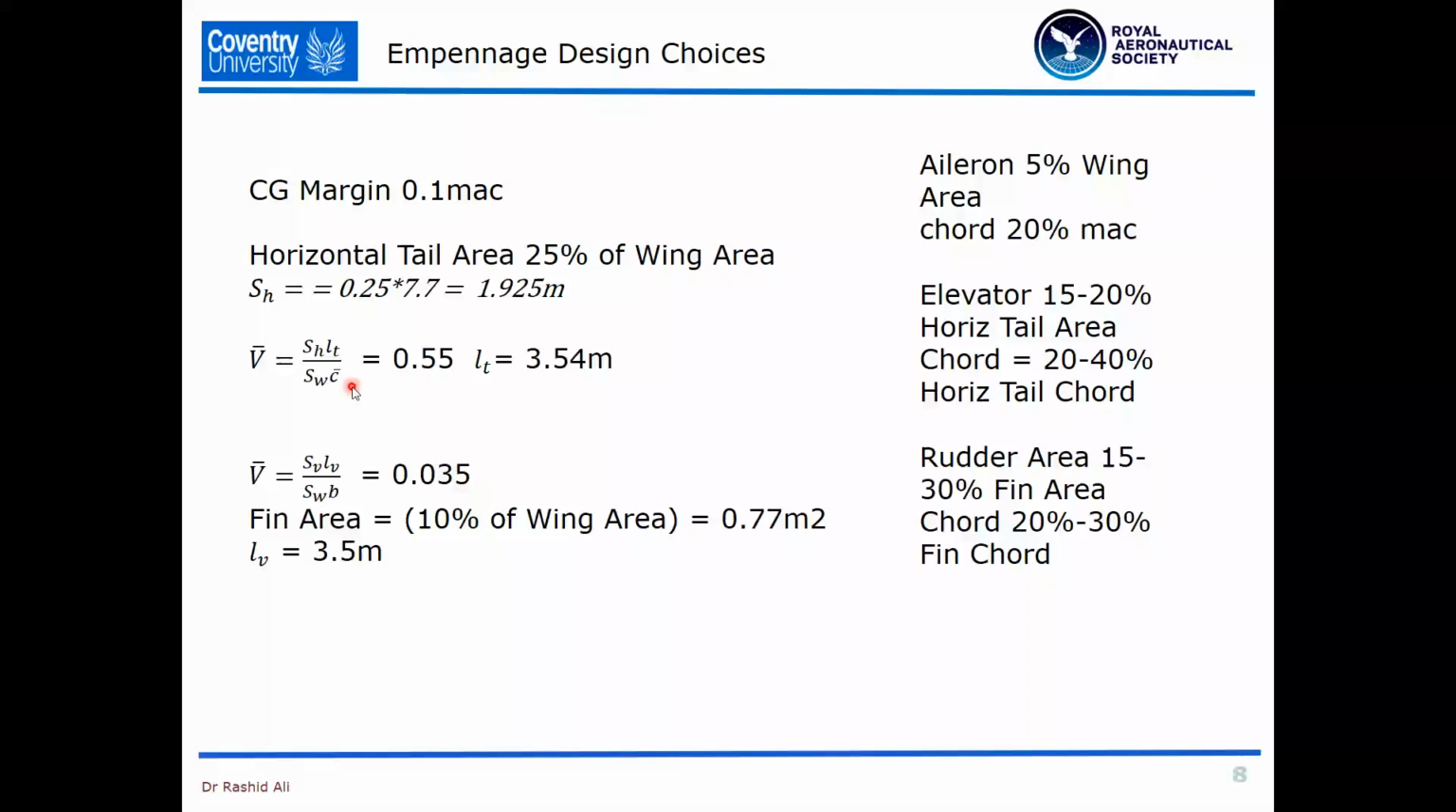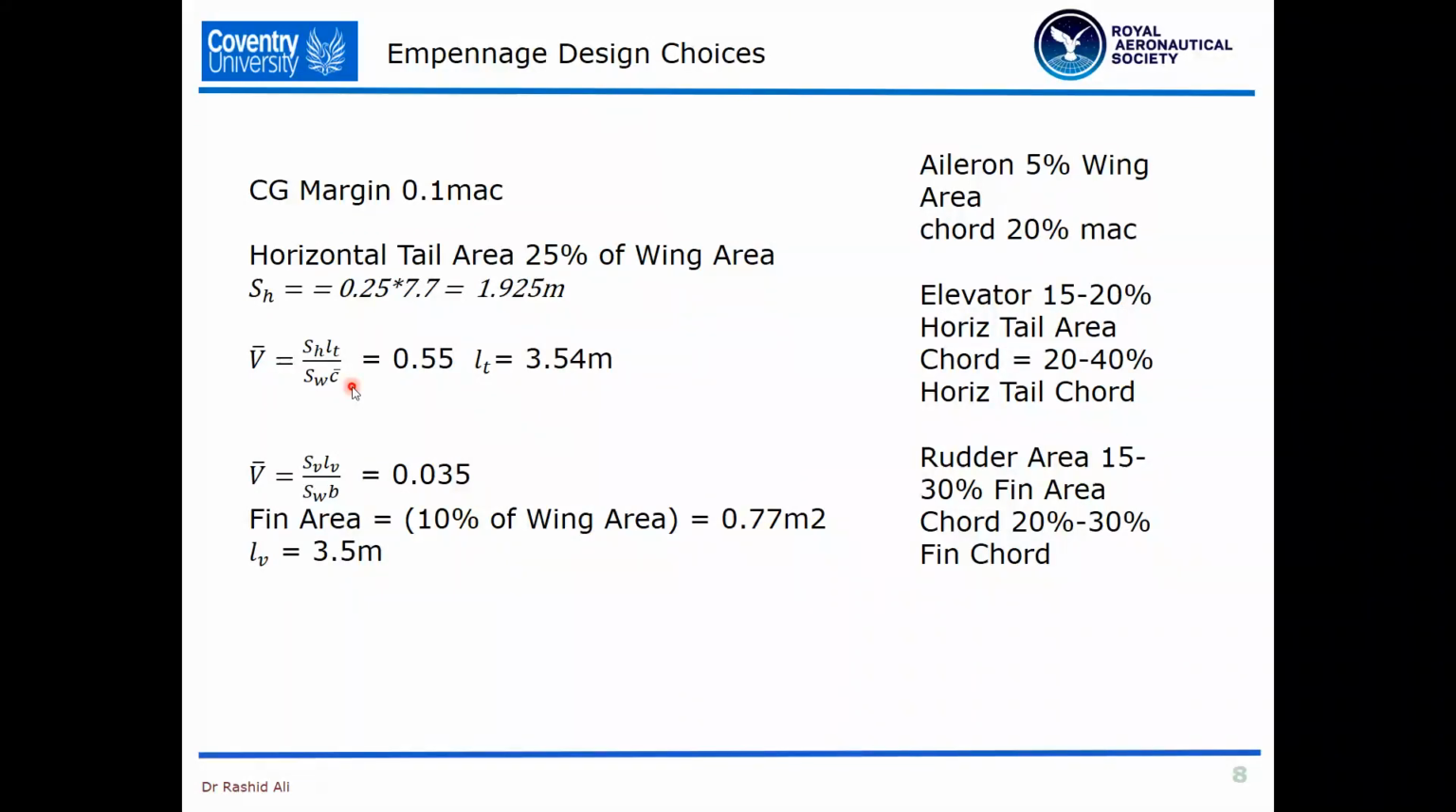The elevators need to be between 15 to 20% of the area of the horizontal stabilizer. And again, the chord could be as little as 20%, depending on the tail arm. If it's short coupled, you need a bigger chord. If the tail arm is sufficient, then you get away with a smaller number. Otherwise, you end up with 40% if short coupled.